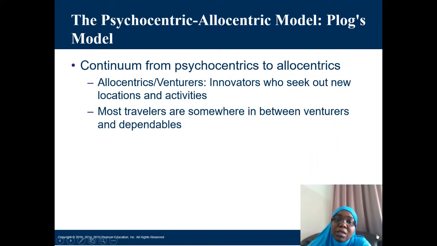Next is the allocentric. So allocentrics, or the venturers, are innovators who seek out new locations and activities. For the psychocentric, they visit places that are already known, places that are already popular. So they just want to visit popular, common places, and they already have information about those places. But allocentrics are innovators. They like new things. They like discovering new things. So they want to seek out new locations and activities. They do all this on their own, by themselves. They discover it by themselves.